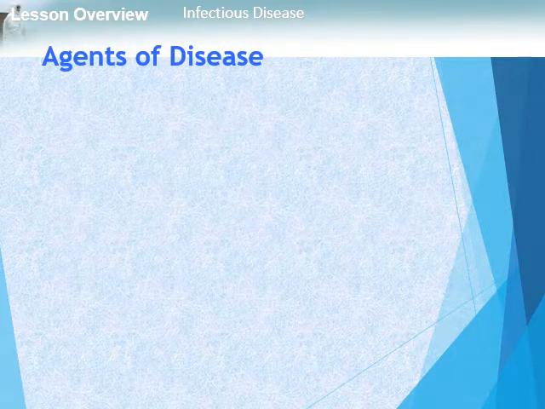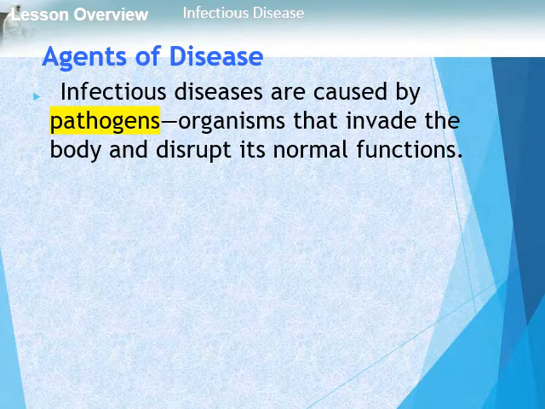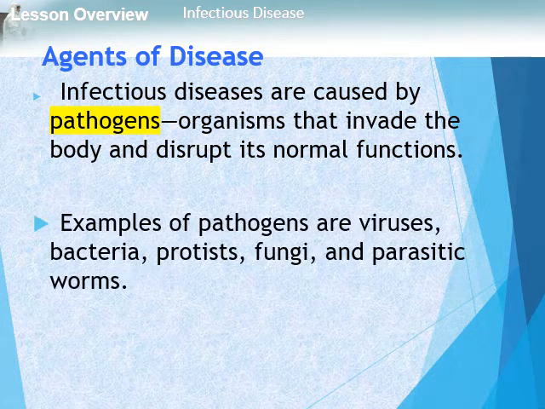Agents of infectious disease. Infectious diseases are caused by pathogens, organisms that invade the body and disrupt its normal function. In other terms, pathogens are the agents or causes of disease. As we have already seen, examples of pathogens are viruses, bacteria, protists, fungi, and parasitic worms.